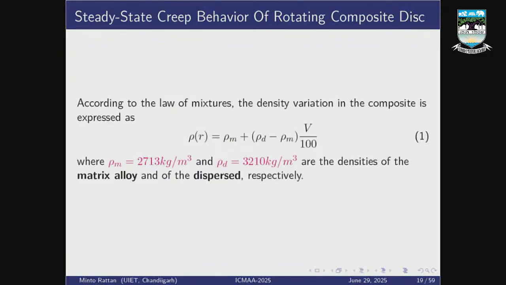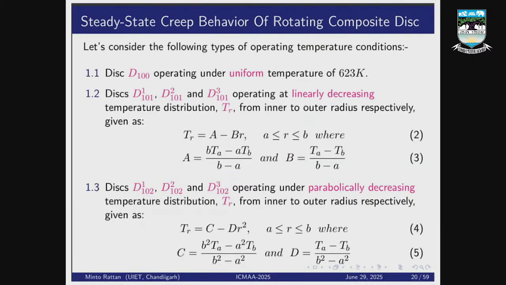The density variation in the composite is expressed by the law of mixture formula, where rho subscript m equal to 2713 kilograms per cubic meter is the density of the matrix alloy, and rho subscript d taken equal to 3210 kilograms per cubic meter represents the density of the dispersed silicon carbide particulates. For the present study, the discs with three temperature profiles have been considered.